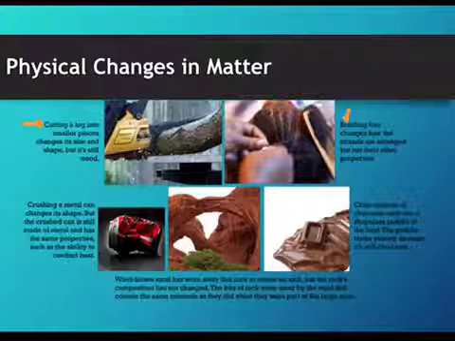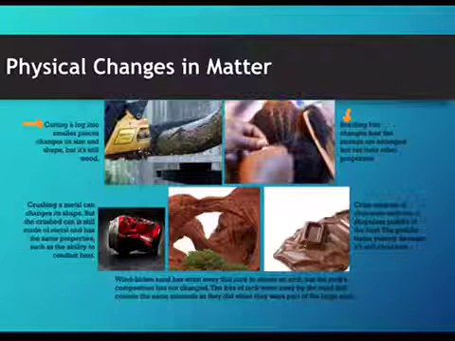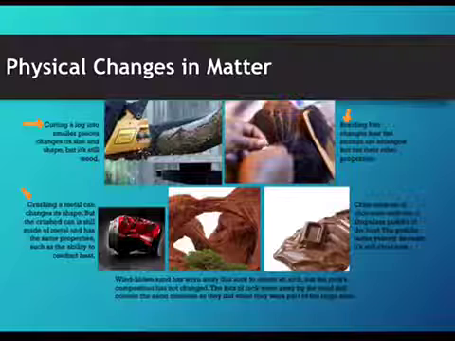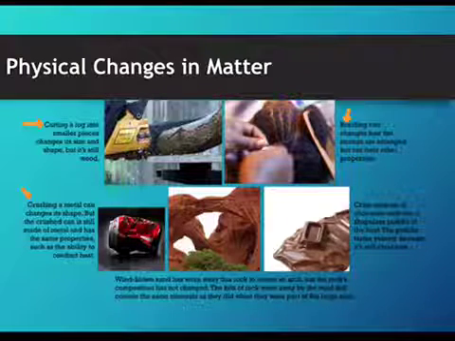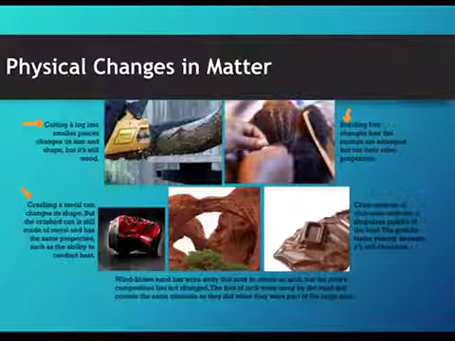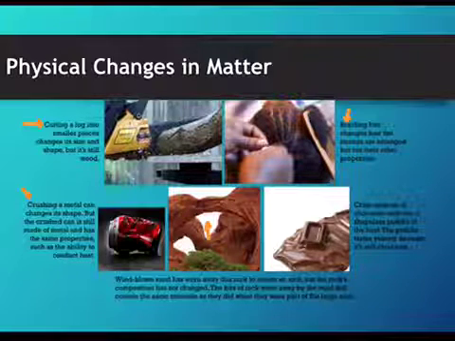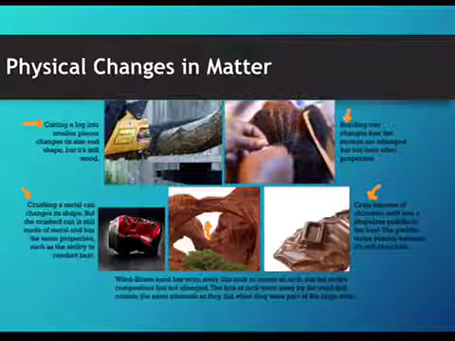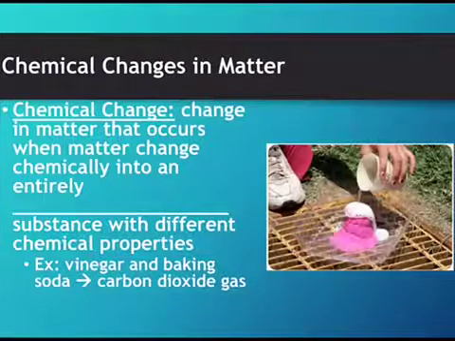Here's your braiding hair example. Crushing a metal can. It's still a metal can, but it's just crushed. Windblown sand has created this structure here. However, it's still a rock. It's still the same identity. And again, here's your melted chocolate example.